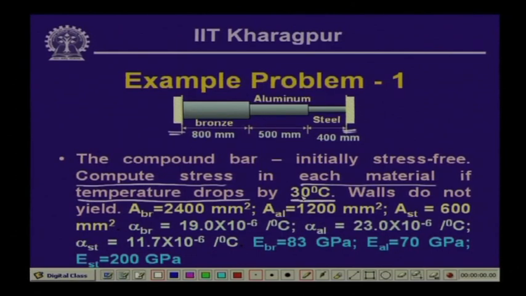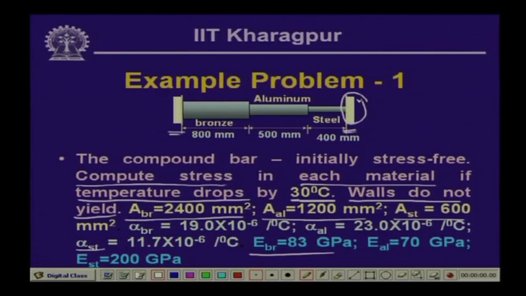degree centigrade. And here it is to be noted that the walls do not yield, and the cross sectional areas of the bronze part, the aluminum part and the steel part are given, and the corresponding thermal expansion coefficient and modulus of elasticity values are given. Now, if we remove this support and allow this bar to undergo changes because of the change in temperature, there will be shortening because there is a reduction in the temperature. So, there will be deformation delta which is negative.